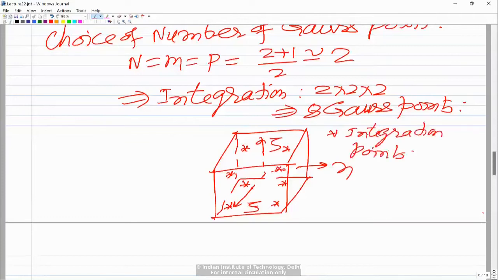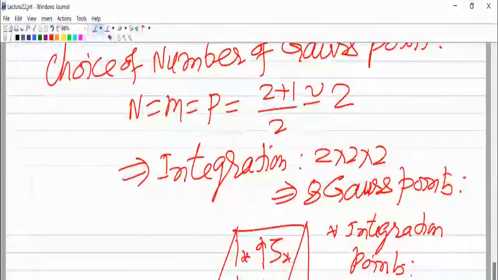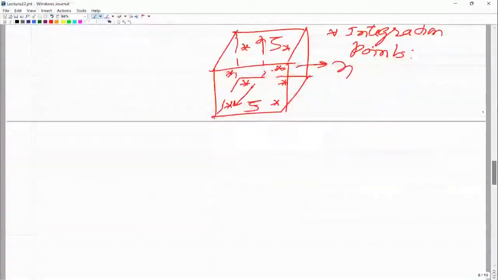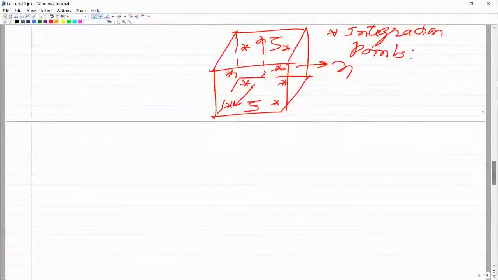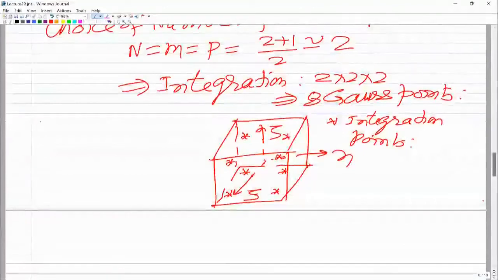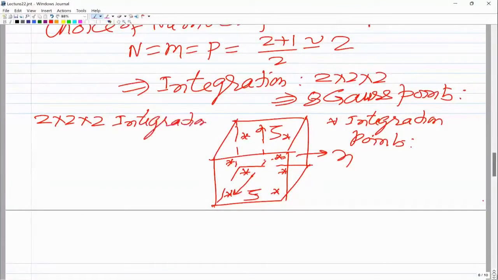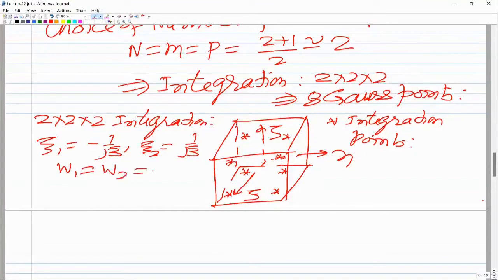So they are going to be combinations of 2 values of xi, 2 values of eta, and 2 values of zeta. So the coordinate values are going to be the same. If you remember, we have said for the 2 by 2 by 2 integration, zeta 1 is going to be -1 upon root 3, and zeta 2 is going to be +1 upon root 3, and w1 is equal to w2 equal to 1.